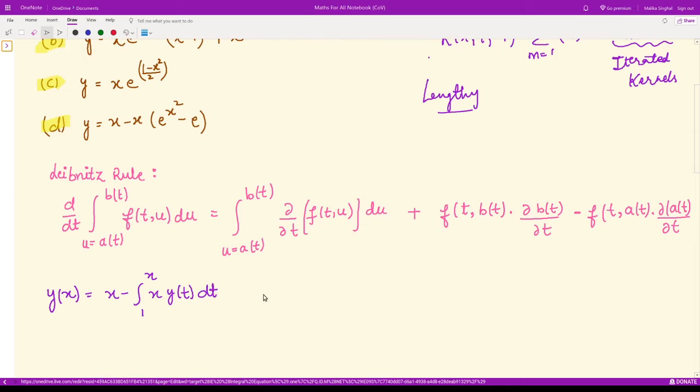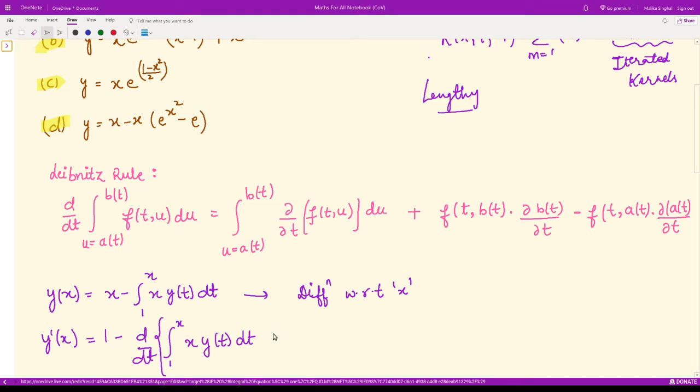This is our equation. We can differentiate this equation with respect to x. So let us do that. We'll obtain y dash of x, that is equal to 1 minus d/dx of the integration of 1 to x of x y(t) dt. So how can one obtain the derivative of this integral function? For doing that, we have this Leibniz rule.